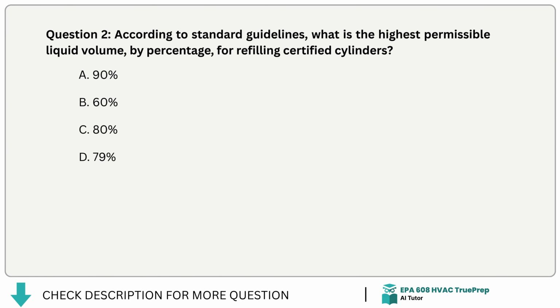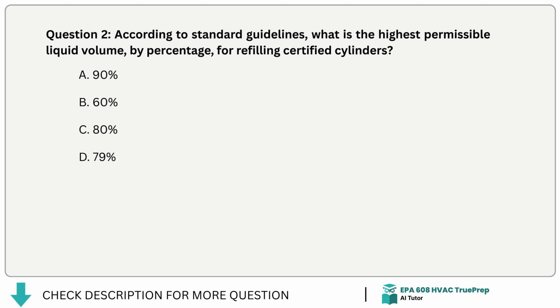Question 2. According to standard guidelines, what is the highest permissible liquid volume by percentage for refilling certified cylinders? A. 90%. B. 60%. C. 80%. D. 79%.